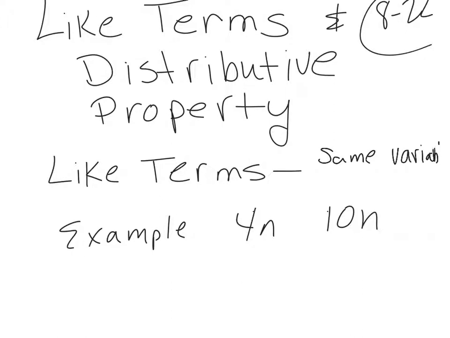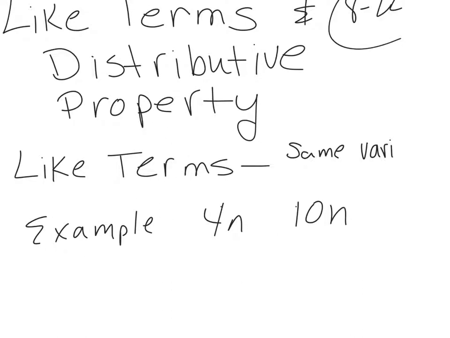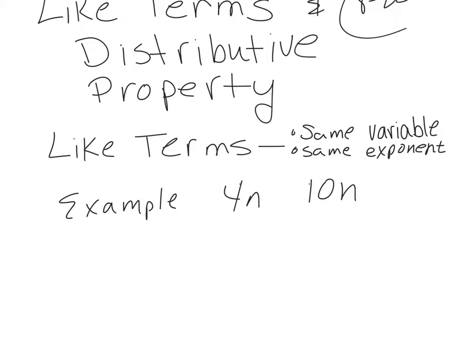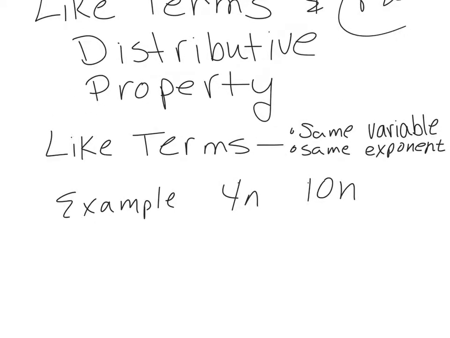Because earlier somebody called it a letter. They're not wrong, but we want to be a little more mathematical. Same variable. They also have to have the same exponent. This is the part we always forget. I'm going to show you what I mean by exponent in a second. Same variable and the same exponent. So Jaden gave us an example already of 4N and 10N.